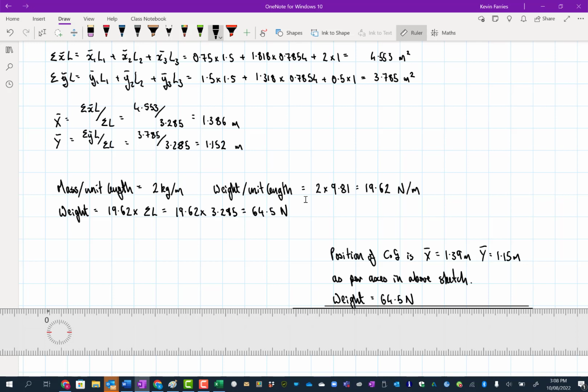Done. Okay, so that's everything for center of gravity, but we'll now look at one other way where we use the centroid when we have distributed forces. So let's have a look at that now.